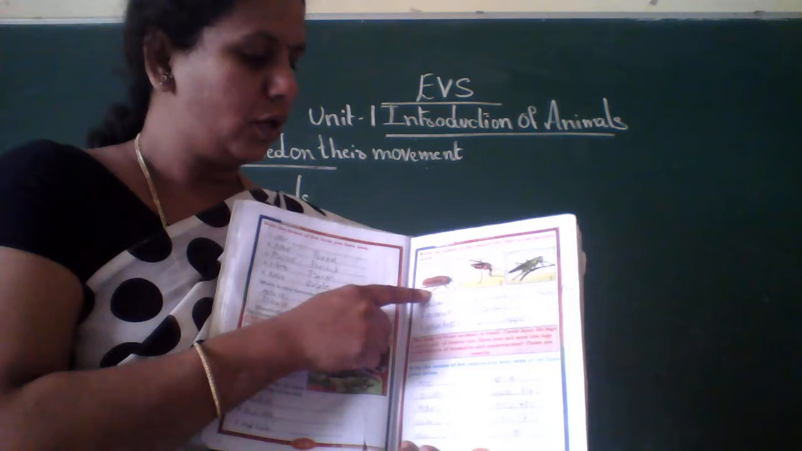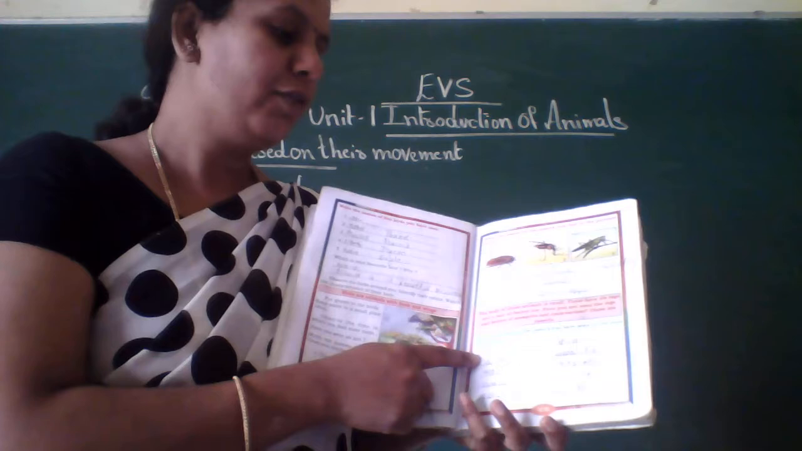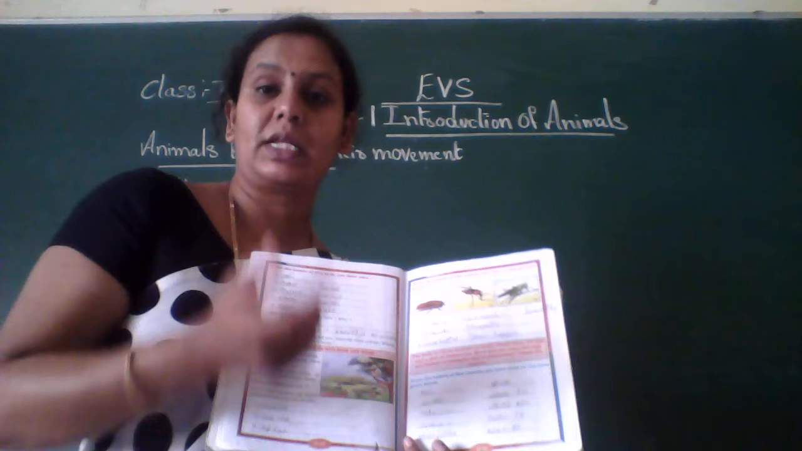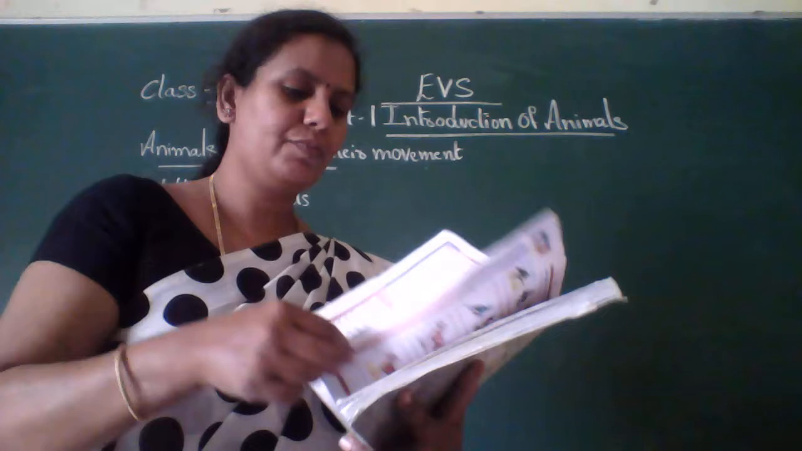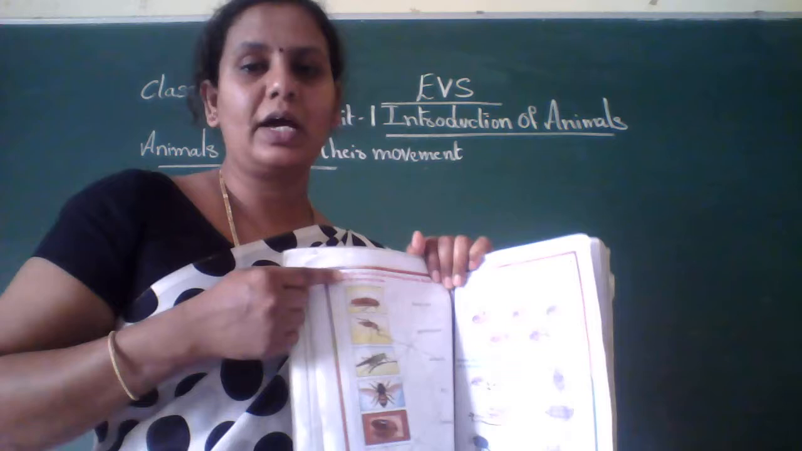We write the names. And here you have to write the names of few insects which you have seen. There are so many insects, like butterfly, cockroach, mosquito, housefly, grasshopper, dragonfly. Isn't it like this? So many insects we have to write here. Then we finish this one. So we have matched the insects with their names.